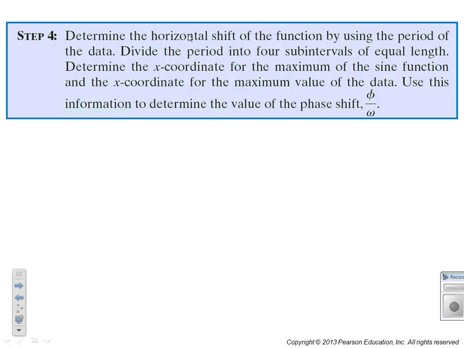To determine the horizontal shift, divide the period. So I divide 12 into 4 subintervals of equal length. Determine the x-coordinate for the maximum of the sine function and the x-coordinate for the maximum value of the data. Use this information to determine the value of the phase shift.